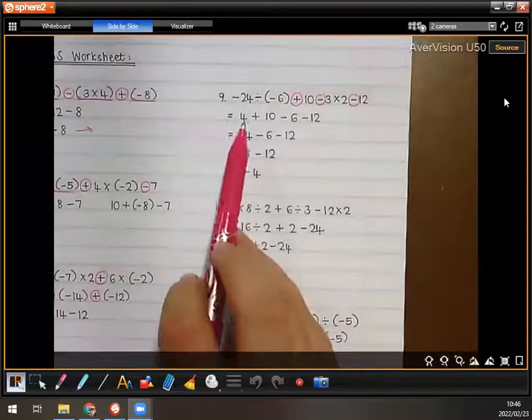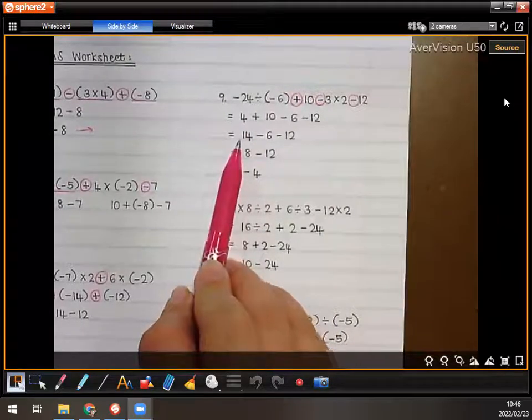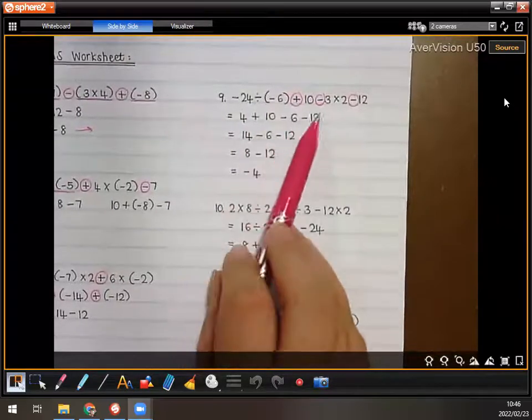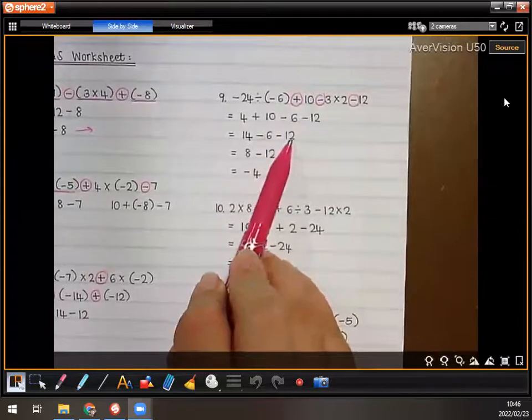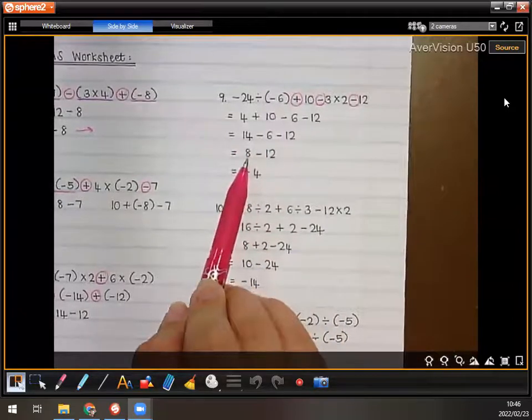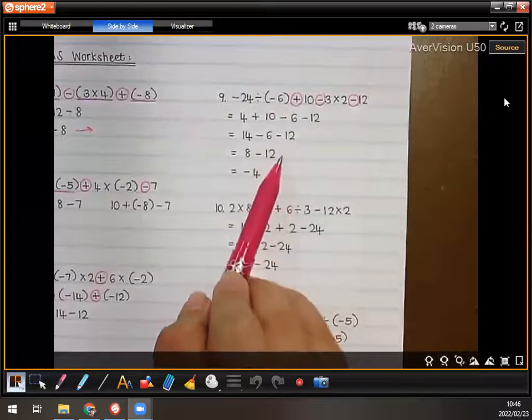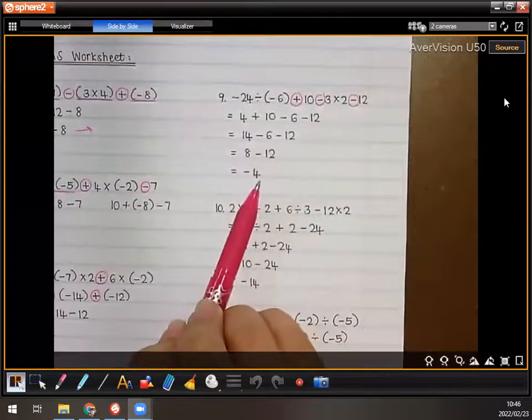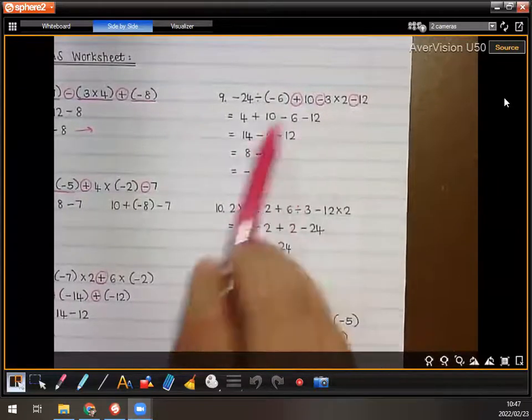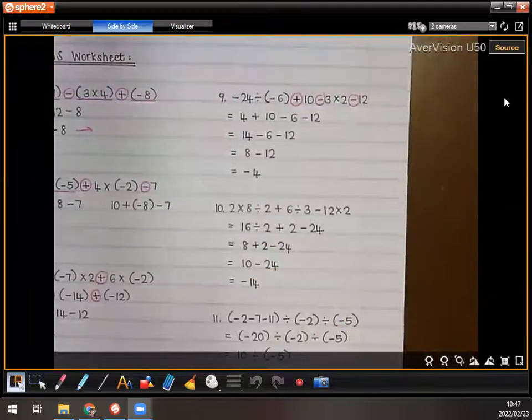All right? So I said 4 plus 10 is 14, yes? But still minus 6 and minus 12. Then 14 minus 6 is 8, yes? But still minus 12. 8 minus 12 is negative 2. Okay, but you could have done that in less steps.